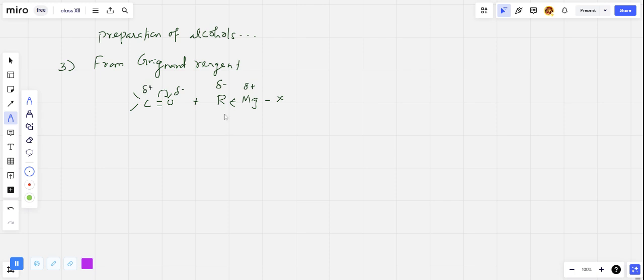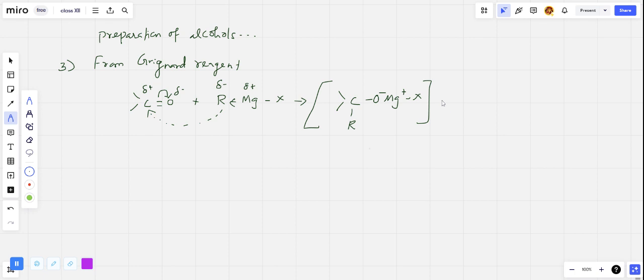So now what will happen? This R will attack this carbon, and we will get an intermediate. R attacks this carbon and attaches with it. The oxygen is O minus, and Mg plus X attaches with this oxygen. So this is the intermediate product obtained.